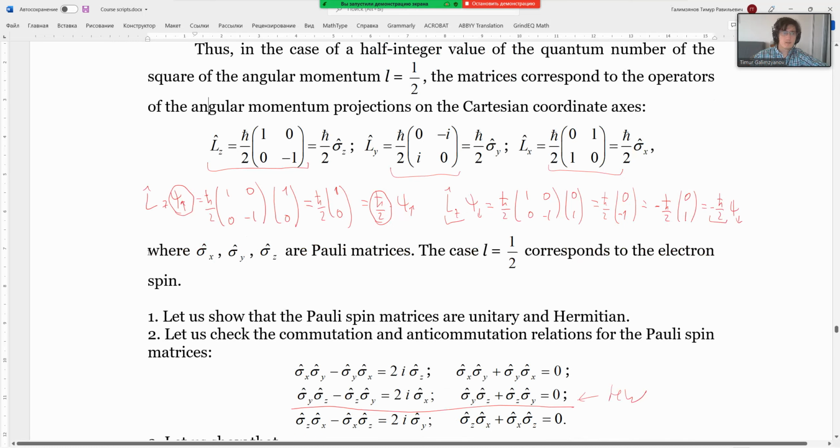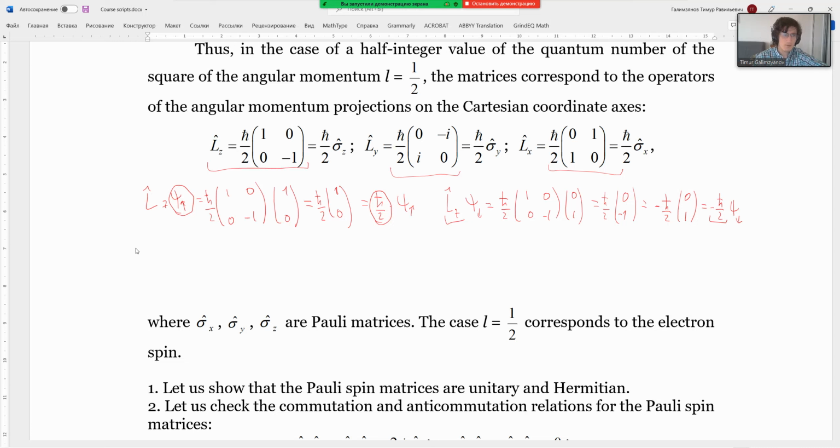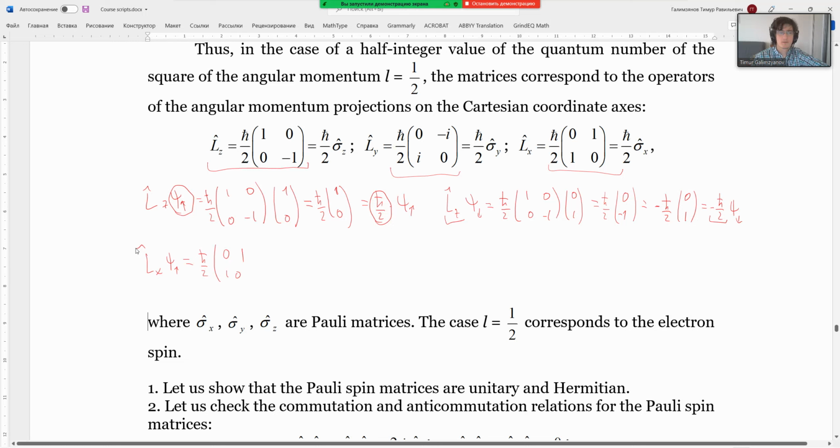So let's try another thing. Let's take Lx and act by Lx on psi up. So what do we get? ħ/2 times the matrix 0 1 1 0 acting on 1 0. What we get? Here we get 0, and here we get 1.